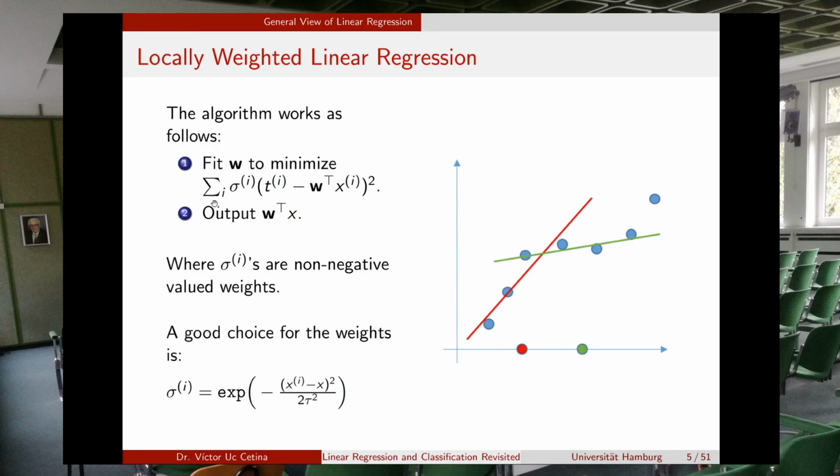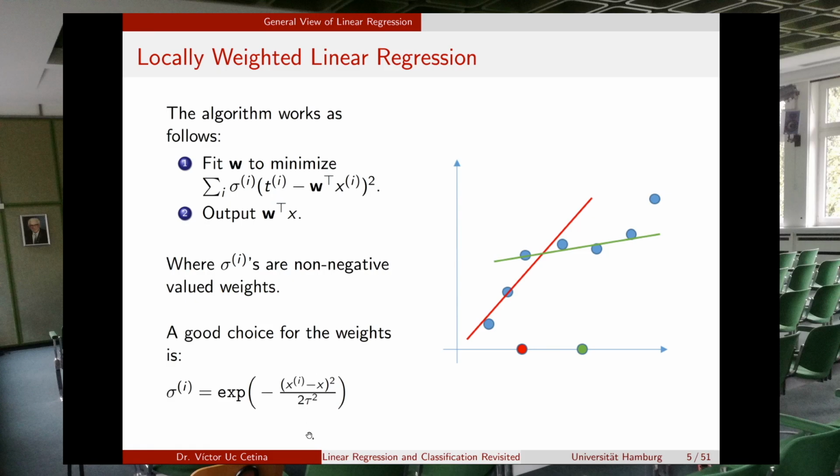So one way to implement this similarity metric is using an exponential function in this way. And in this formula, x is the point that you want to evaluate. So if you want to evaluate the red point, here you will put the value of the x of the red point, and this is the value of each of the points in your data set. And tau is a constant, like the case of the alpha constant, and this number you should define it experimentally.